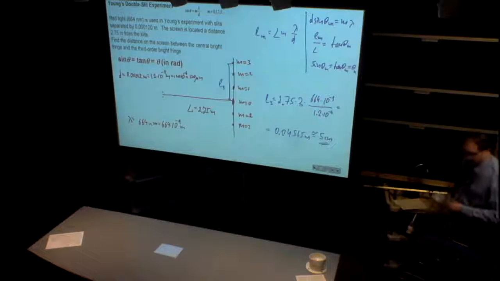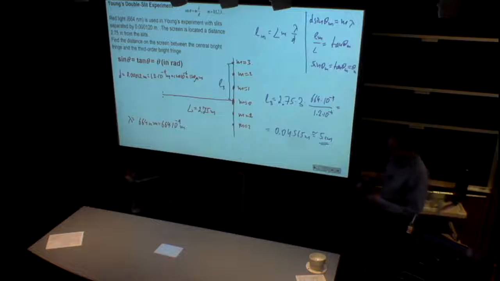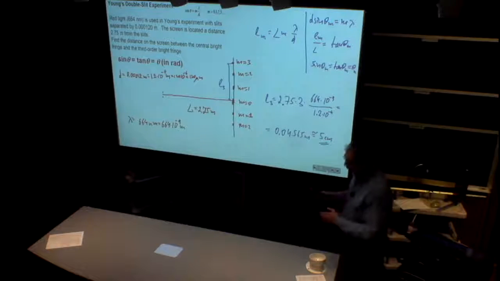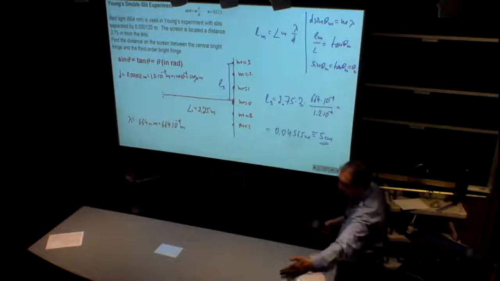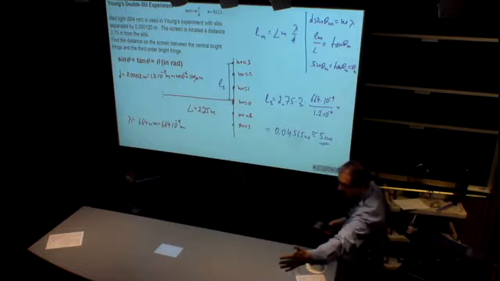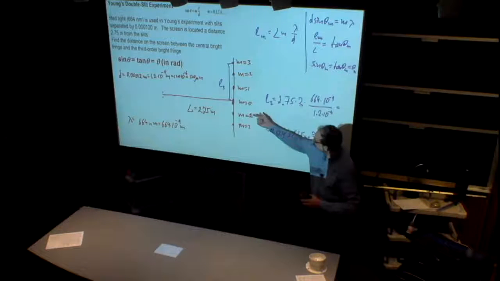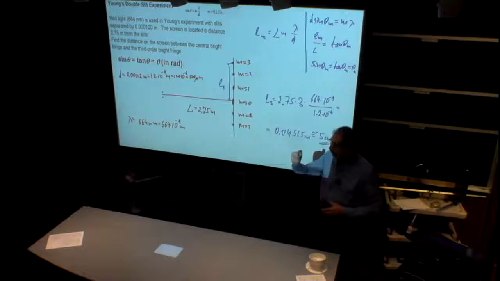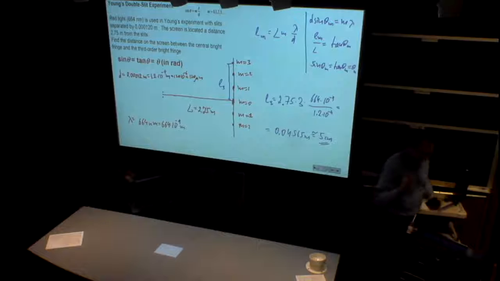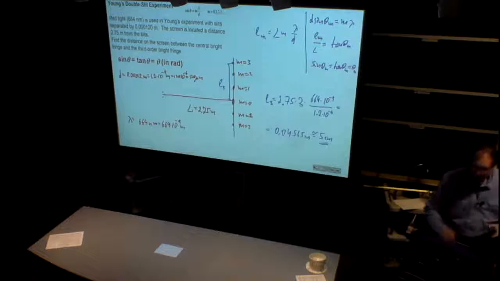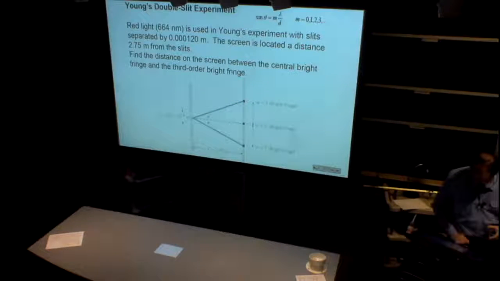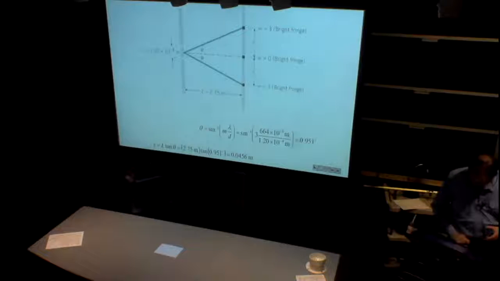So that's the screen, and 2.75 meters is about, well, like the first row. So if we had a device there, light would travel on the screen. We would see red spots spaced by about 5 centimeters away from each other. Well, I guess that's a solution.